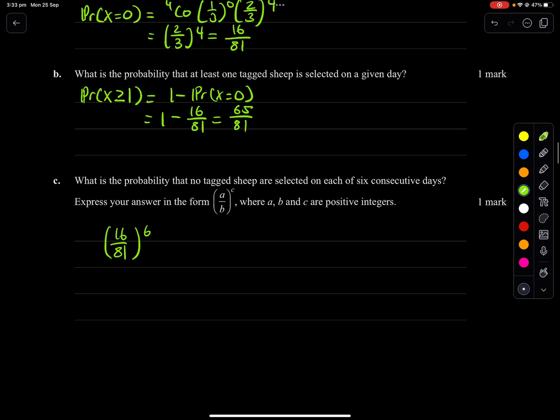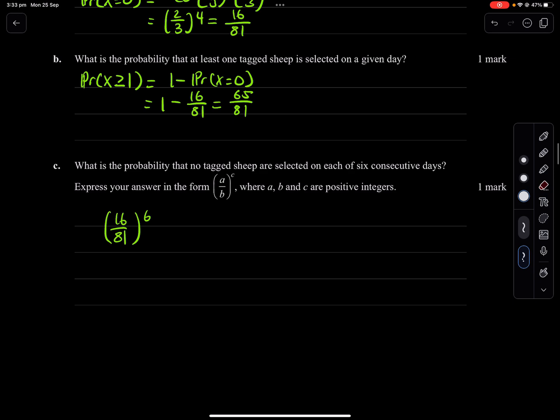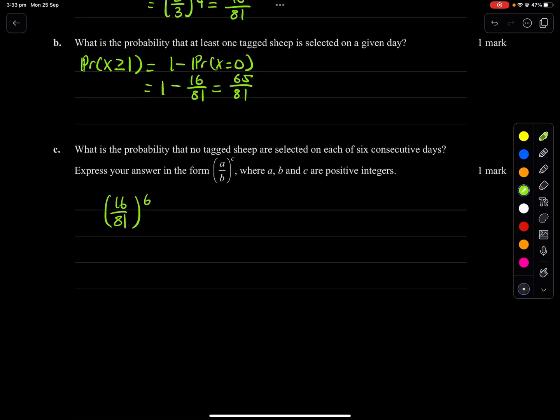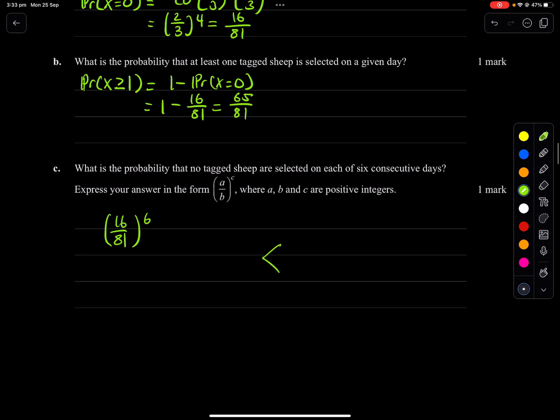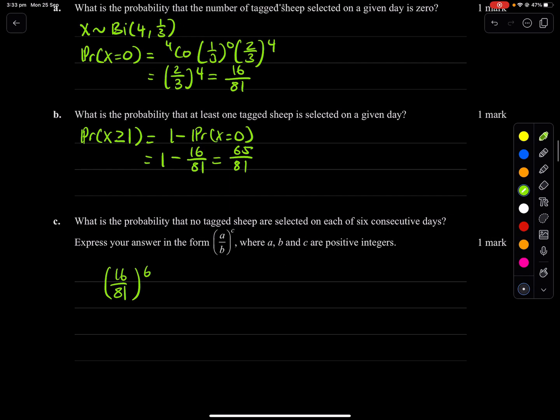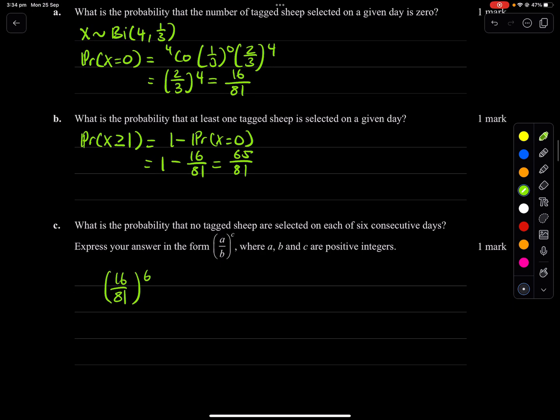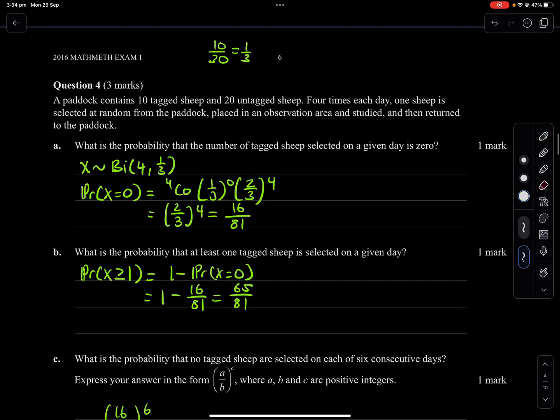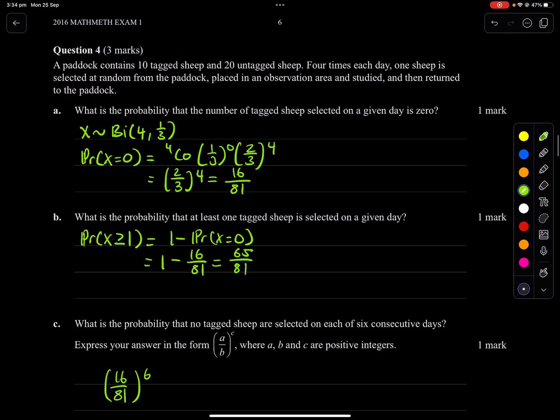Yeah, that's that. Do they want to simplify it? Nah, that's it. Is that right? Because if you look at a tree diagram, let's say we wanted no tag ships, no tag ships, no tag ships. It's just the same probability because it's with replacement. So if we wanted 6 consecutive days, we just raise it to the power of 6. Is that right? 16 over 81 to the power of 6. I'm gonna have to double check my answers. I'm not gonna lie, maybe that's quite confusing, actually, the last one.